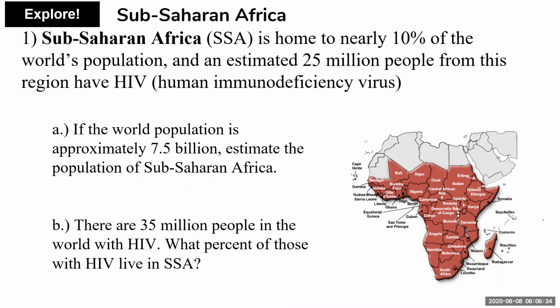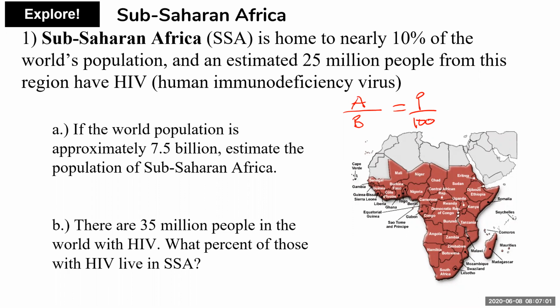Now, sub-Saharan Africa is home to nearly 10% of the world's population, and an estimated 25 million people from this region have HIV. Now, if the world population is approximately 7.5 billion, estimate the population of sub-Saharan Africa. So we want to estimate the population of sub-Saharan Africa. We can still use this formula. You remember that?